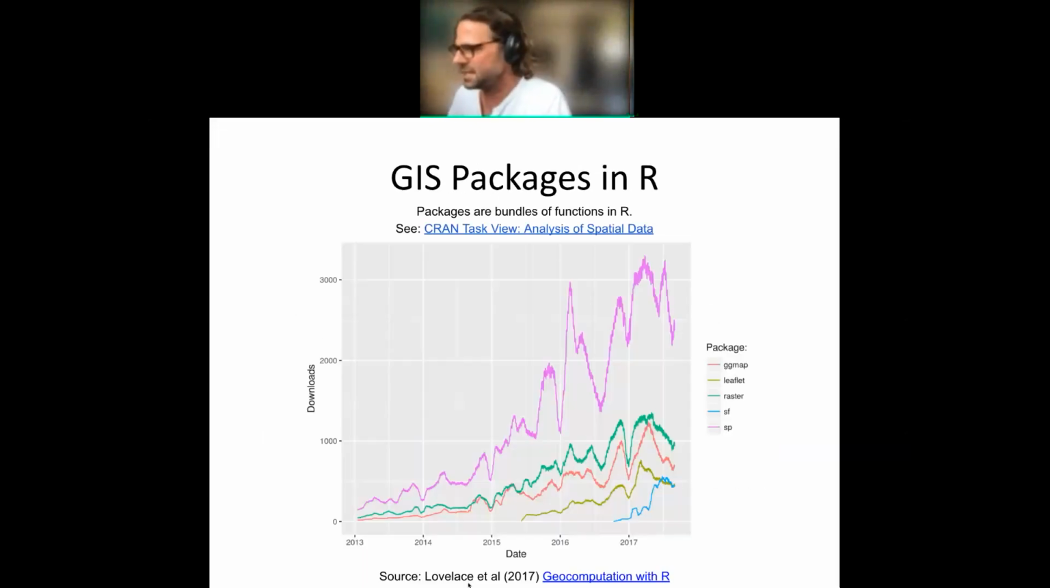And this is a bit dated, but there's a lot more. These are the most common spatial packages as of a few years ago. SP was the original spatial vector package, and that has been superseded, I would say, by the SF package, which is the simple features package. And raster is the package that can read and write rasters.